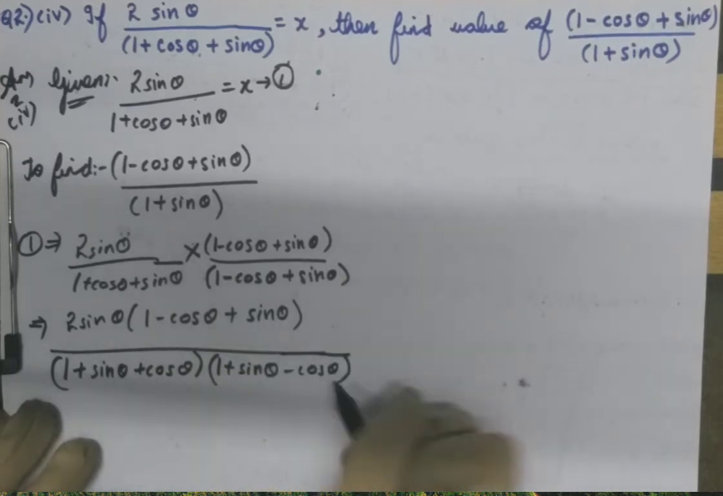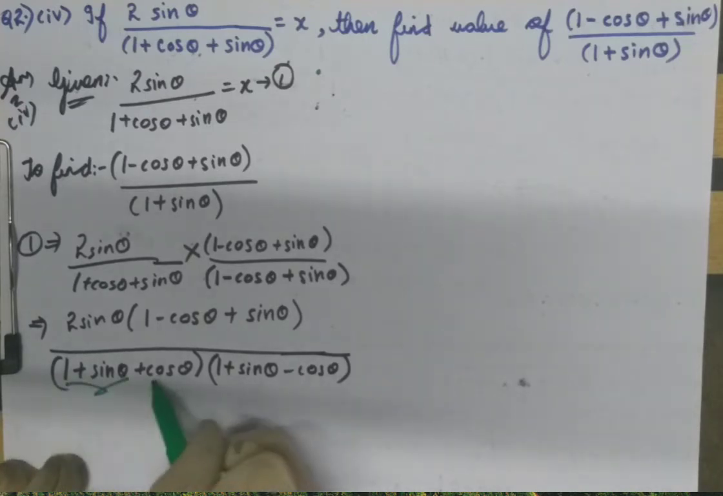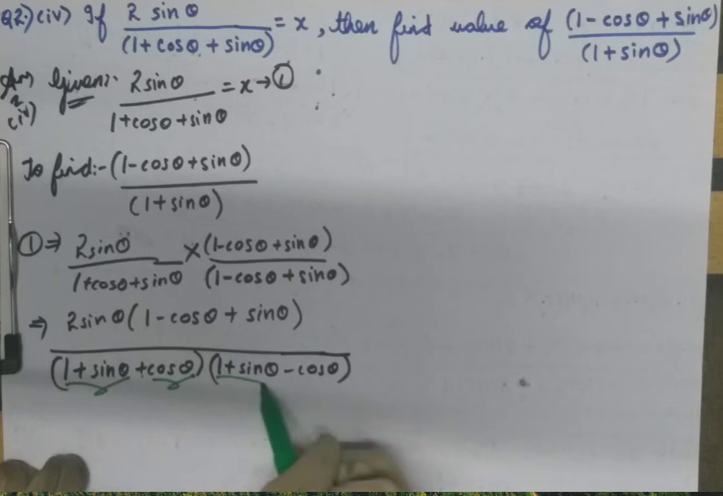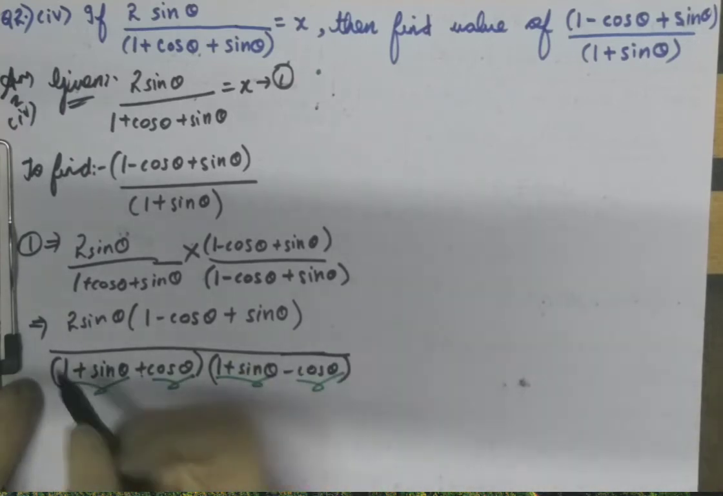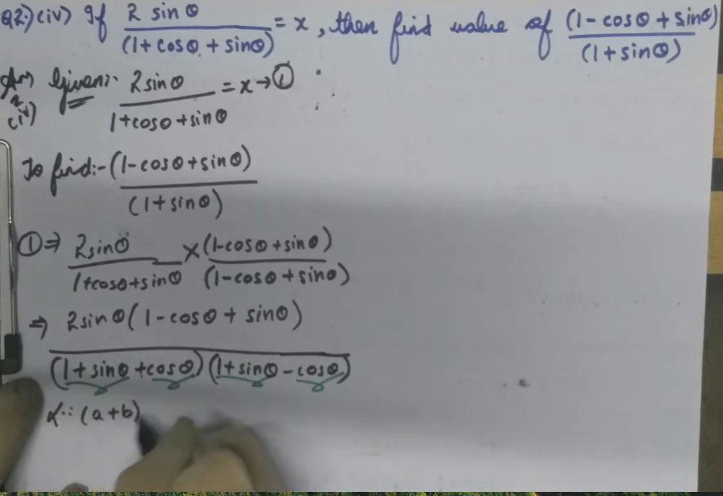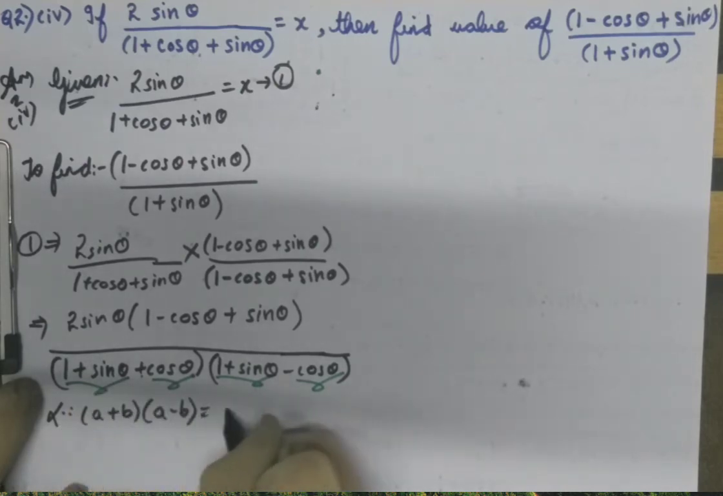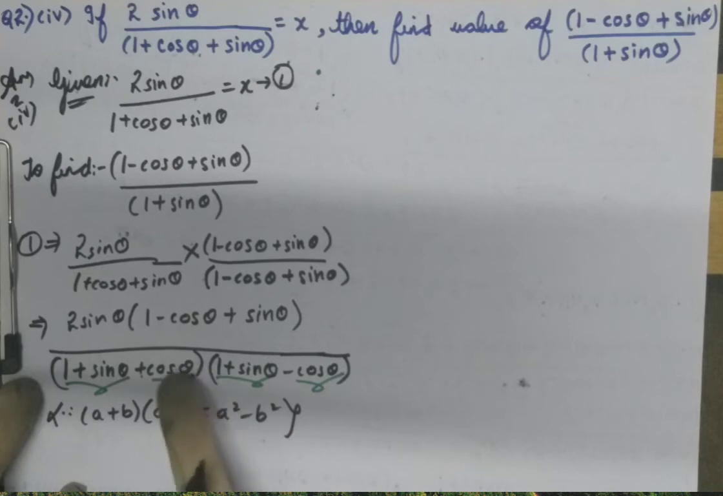So if you carefully observe this, this is A and this is plus and this is B. This is A, this is minus and this is B. What is (A plus B) into (A minus B)? We know we have an algebraic identity: (A plus B) into (A minus B) is equal to A square minus B square. So here we can consider A is 1 plus sine theta and B here is cos theta.